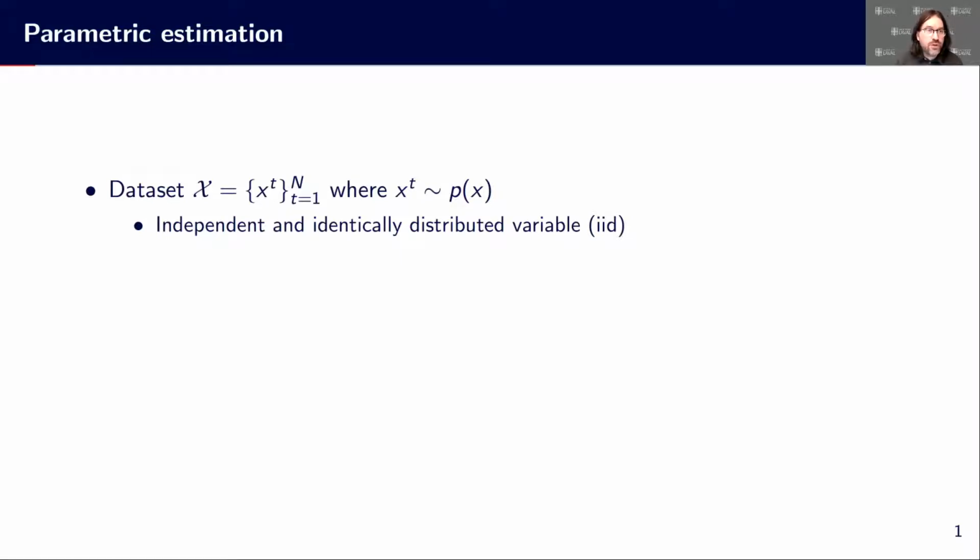So first, we assume that this data set is made of independent and identically distributed variables, which we call IID. That means that these variables are following the same distribution. What we see here, that is the p(x), the likelihood p(x). So this is the distribution function for the xt.